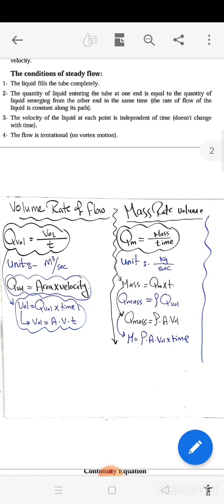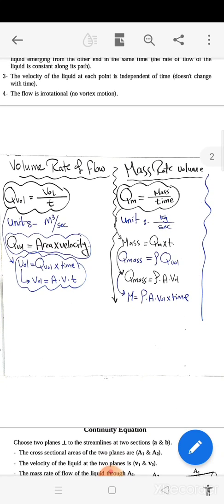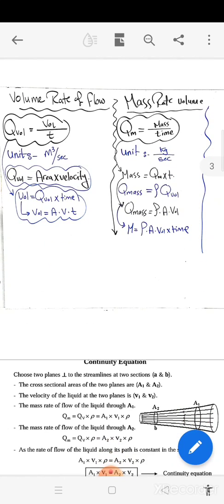By cross multiplication, the quantity of volume is the volume rate of flow times time, and substituting the rate of flow by area times velocity, the volume will be area times velocity times time. On the other hand, mass rate of flow is mass over time, so the unit is kilogram per second.